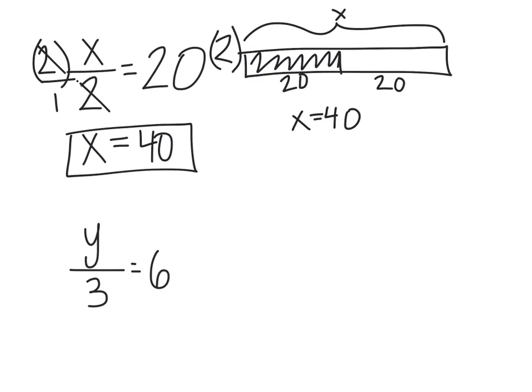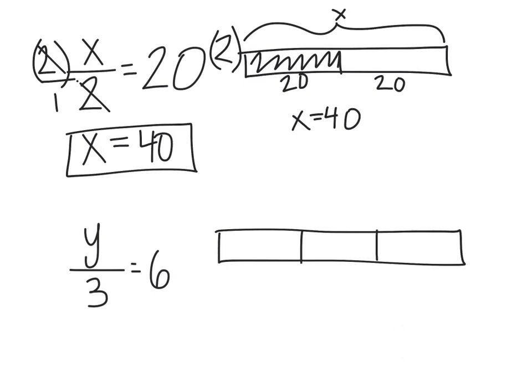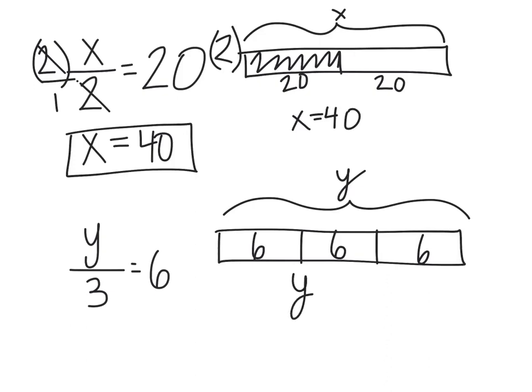And the next problem says y divided by 3 is equal to 6. If I have my bar model for this problem, this entire bar is equal to y, and I know that 1/3 of the y is equal to 6. So the question is, what is 1 whole y equal to? Well, I'm going to have 1/3, another third, another third, so 1 whole y is going to equal 18.